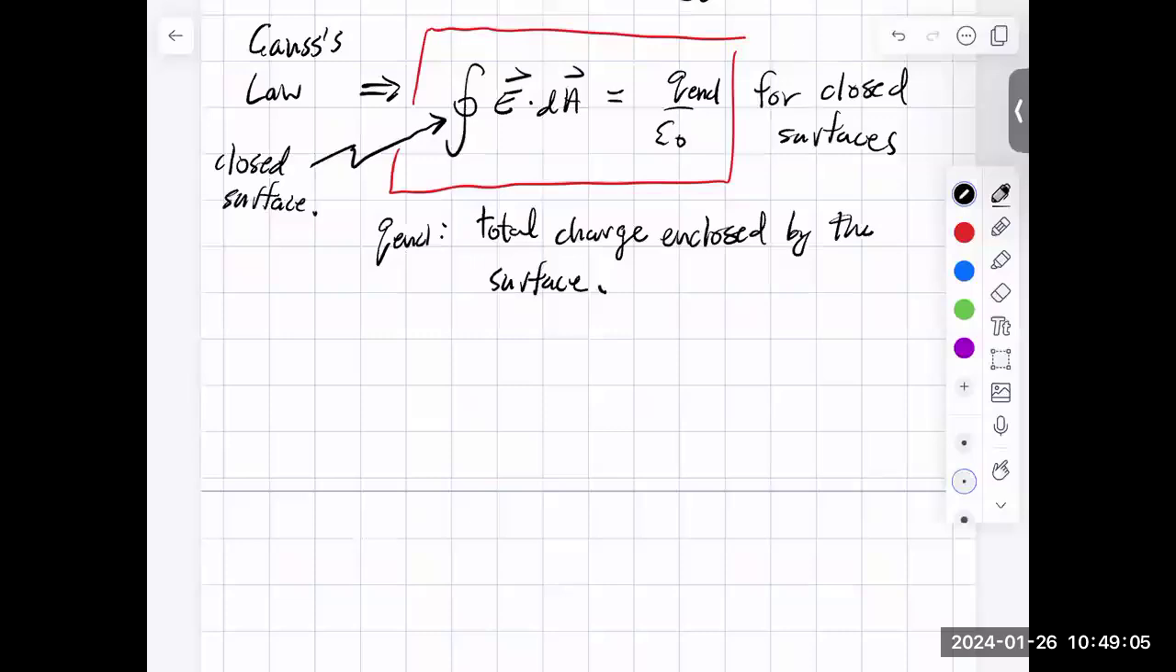Charge partially inside the field, partially outside of the field, or just half.